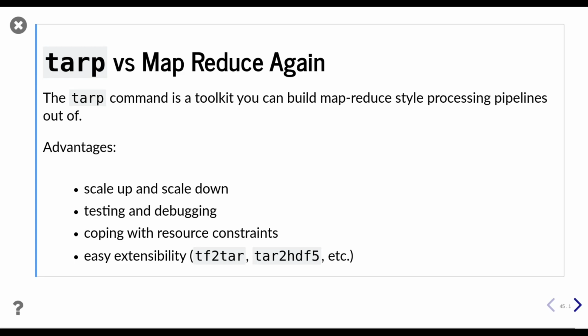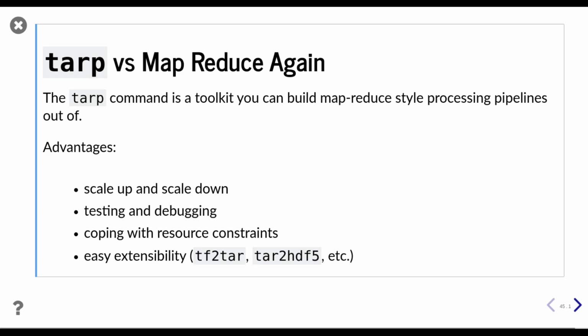Using tarp requires that you specify more of the details of how to perform such computations. That is, it's a lower-level tool. That means that you need to be a little bit more explicit in specifying your data processing pipelines. But in return, you get a number of advantages. You can scale to datasets that are petabytes large using thousands of nodes, or perform small-scale processing on your desktop with just a single command.